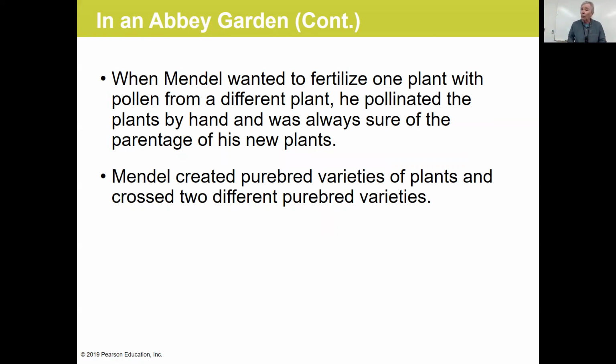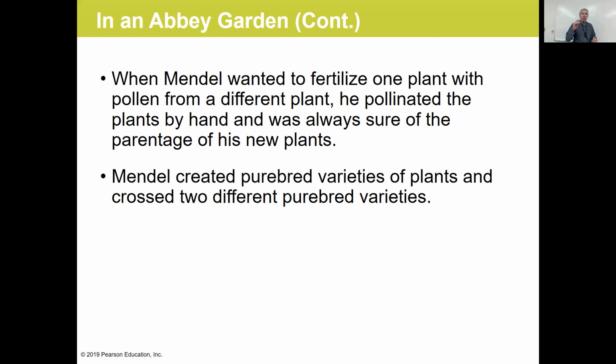And since they can self, what you can do is bag the flowers before the stamens get ready to release pollen. You bag the flowers so that no pollen from the wind, or from another plant, can land on them. You take a purple plant, bag all its flowers, and let it have sex with itself and make babies all by itself. And then you look at the offspring.